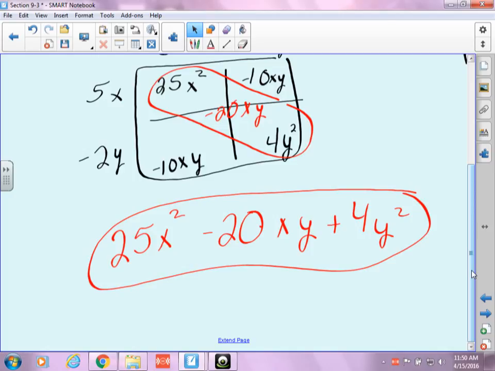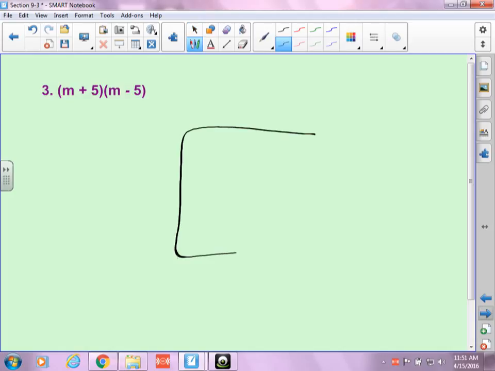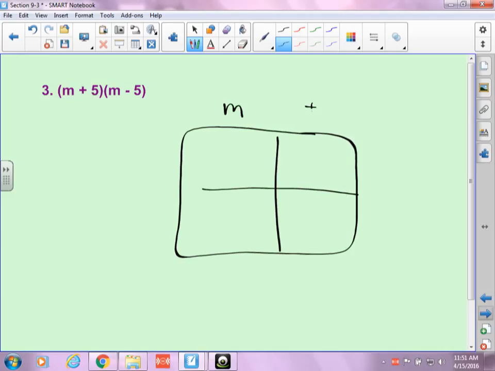Okay, and then there's one more problem. We've done a problem like this before. We're just going to go ahead and start our boxes. I got m and I got a plus 5. And I have an m and a minus 5. m times m is m squared. And then I got 5m, negative 5m, and then negative 25. Right.